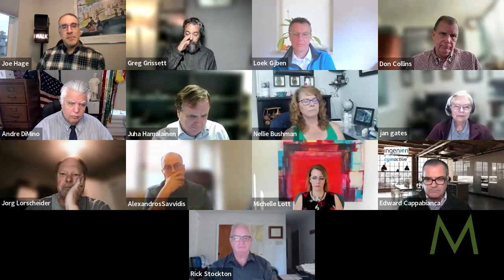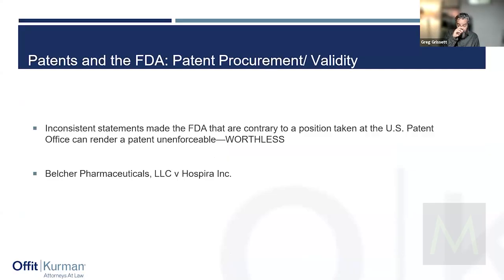This one, so inconsistent statements made to the FDA that are contrary to a position that we take at the U.S. Patent Office pretty much ruins the patents. You can't say to the FDA that this prior art is terrible and then say it's great at the patent office and not expect some negative consequence.